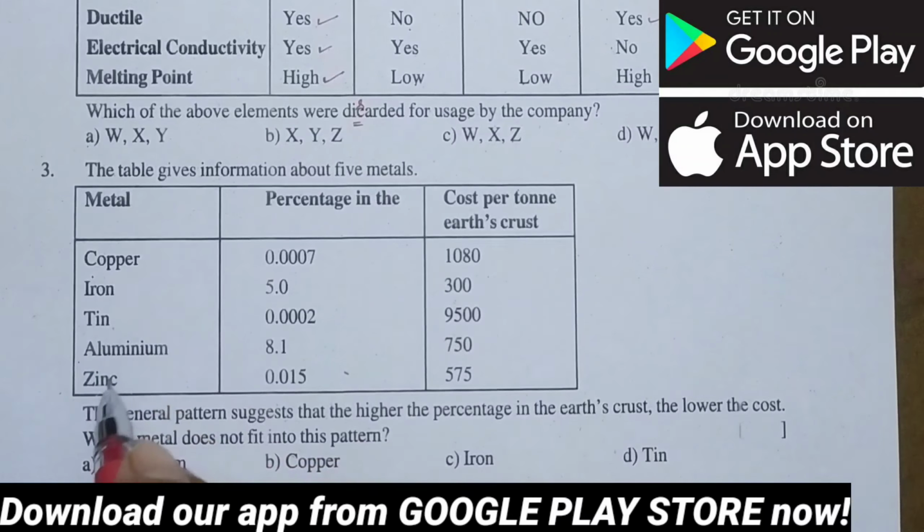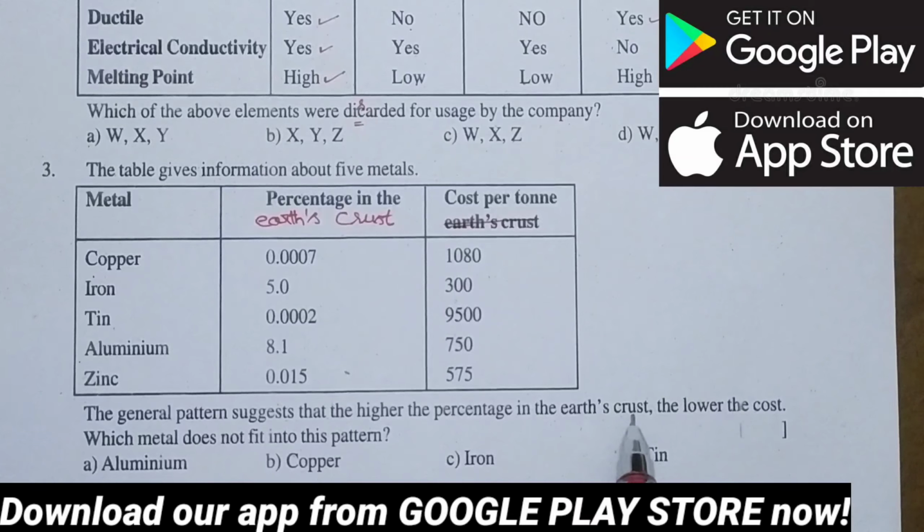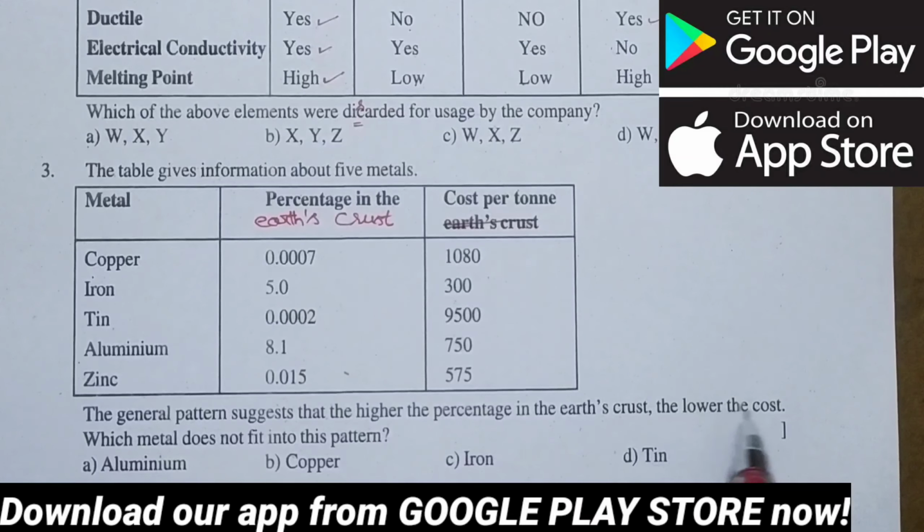This is the cost. The general pattern suggests that the higher the percentage in the earth's crust, the lower the cost. Which metal does not fit into this pattern? Here, the percentage should be higher, and at the same time the cost should be lower. So let us pick them up: higher percentage and lower cost.